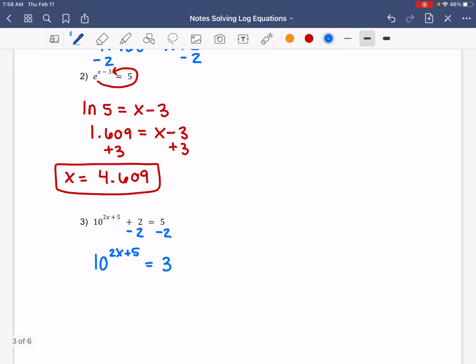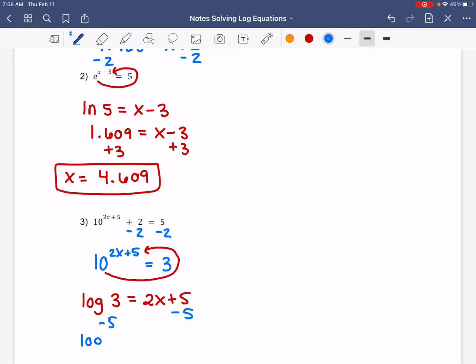Then I'm going to do my loop trick to change form. I change it to log form, so it's going to be log base 10, but we don't have to write the 10 because that's common log. So it's log 3 equals 2x plus 5. One thing you could do so you have to do less work in your calculator later is solve with the log piece first and then do the calculator all at the same time. Like I'm going to subtract 5 on both sides.